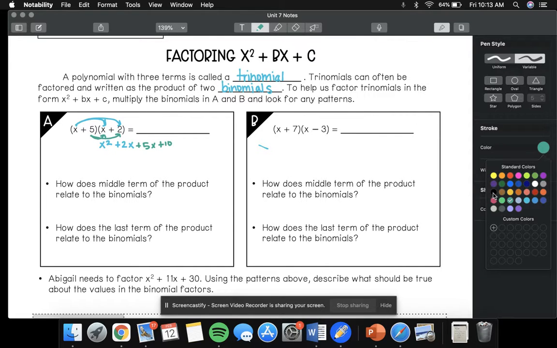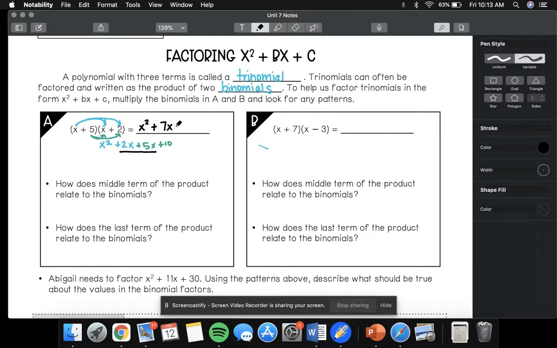Then to finally simplify, we have to see if we have any like terms. So we have x squared plus 7x plus 10. We have practiced this before where we multiplied a binomial times a binomial and simplified, resulting in a trinomial. Then we're going to answer these questions. How does the middle term of the product relate to the binomials?